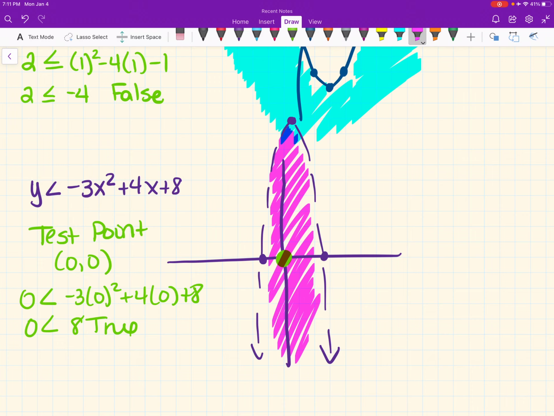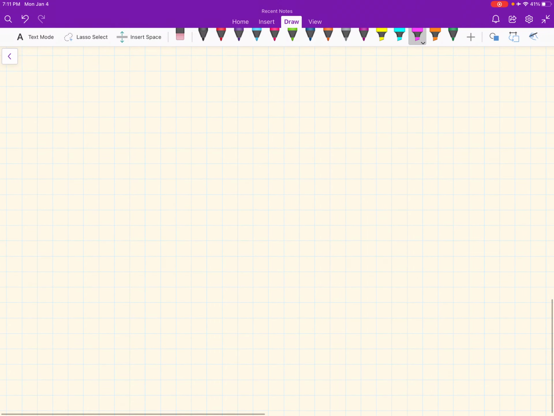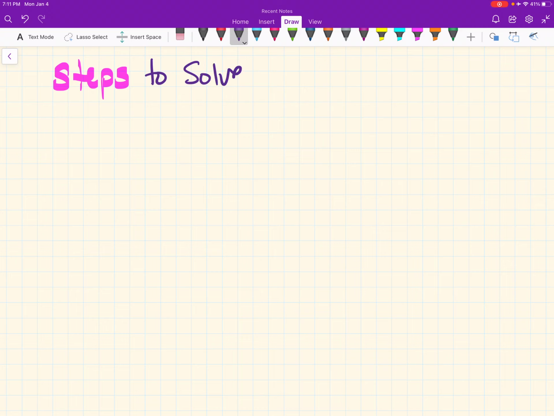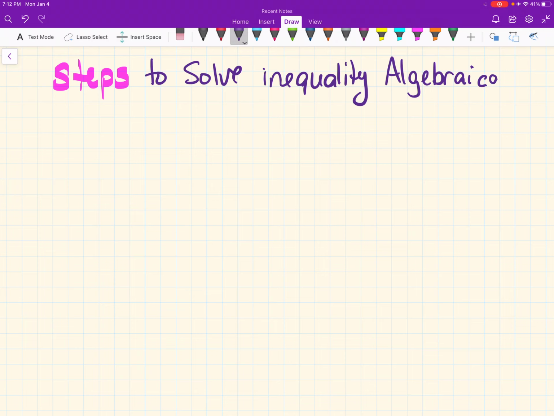Now, if we're going to solve it algebraically, it gets a little bit more complicated. So pay close attention here. I've made some steps to solve inequality algebraically. Just making sure I spelled that right.